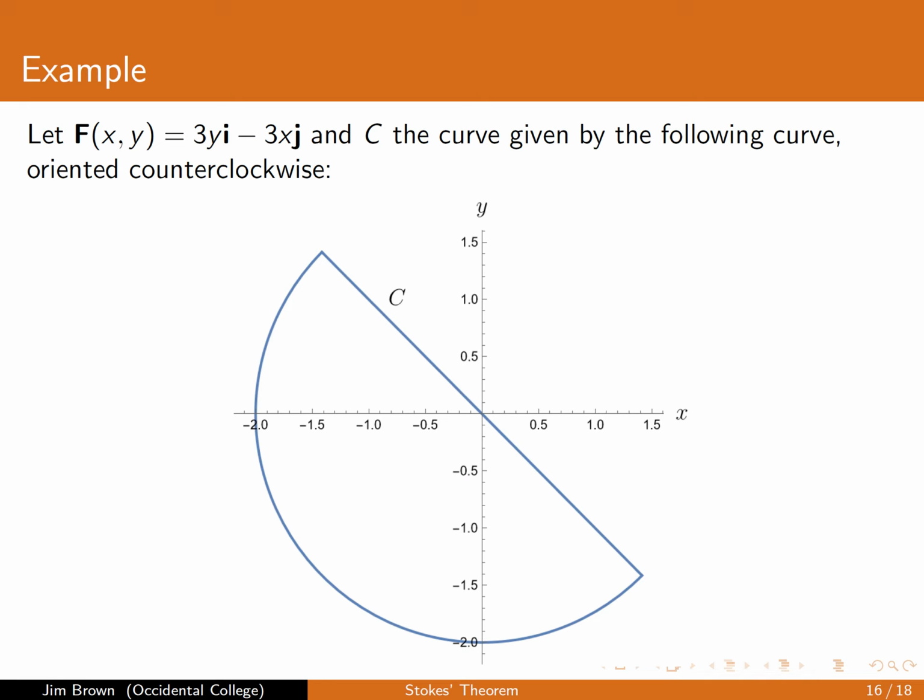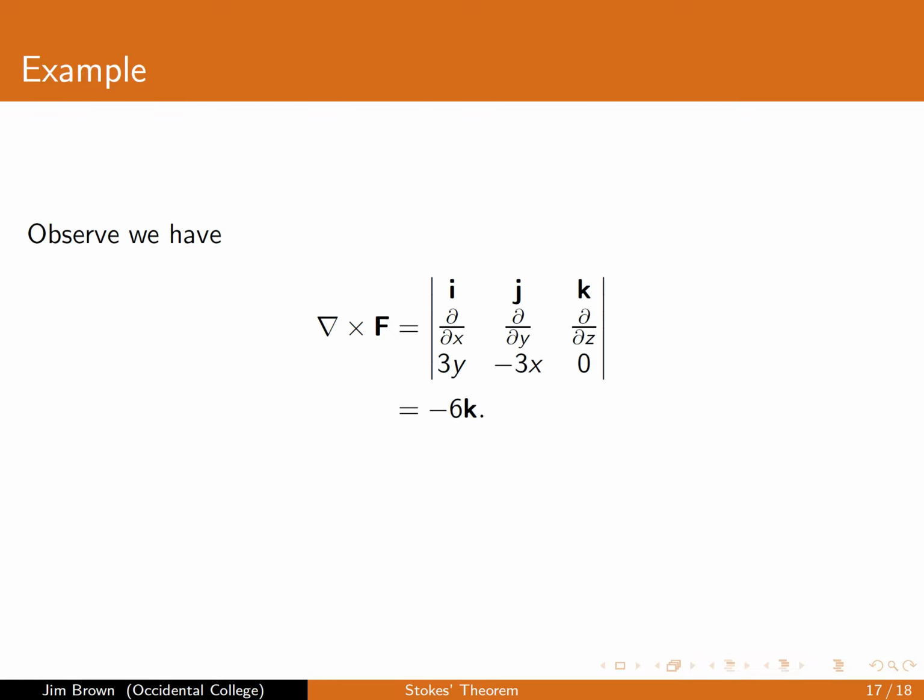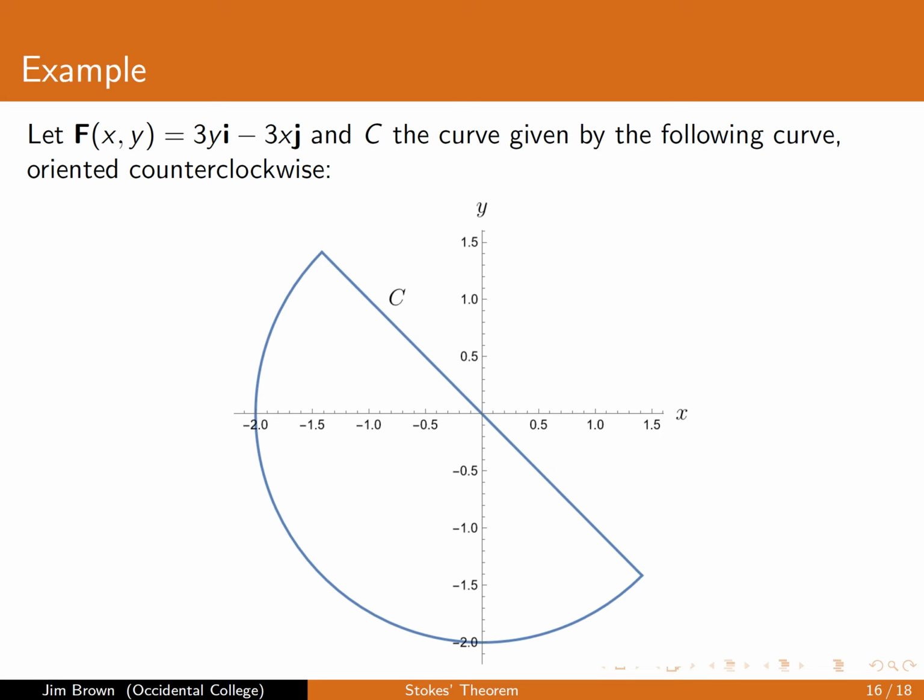So let's see an example. Let's suppose my vector field here is 3y i minus 3x j, and C is the following curve, oriented counterclockwise. We can see we have a circle of radius 2, but we're only taking half of that circle. So we're going to go in this direction down because we're counterclockwise, and then we've got this line connecting across here. So that's my curve C. And suppose I want to calculate the line integral of f around C.